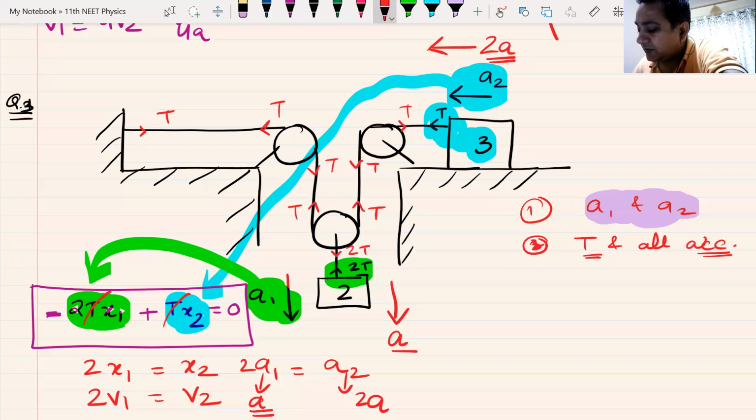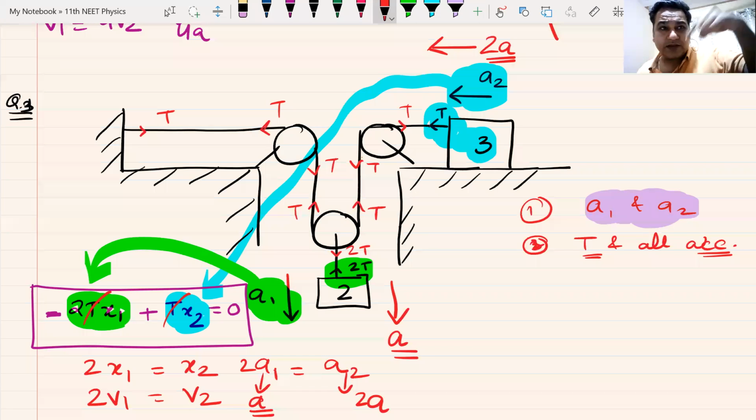Do we understand this? Can I have raised hands for this one at least? That we understand this, sir. 2 kg block moves down with an acceleration a. 3 kg block moves leftward with an acceleration 2a. But now this is still not over. I have to write the equation of motion.